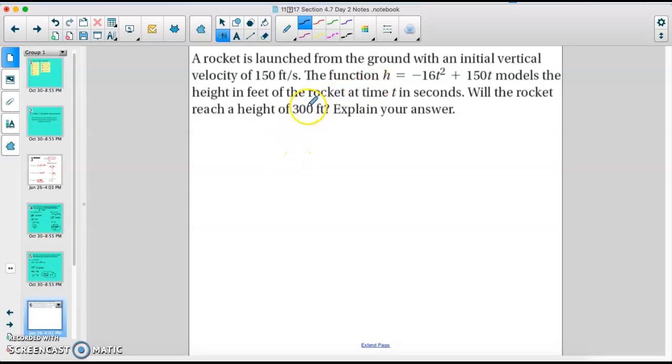We're going to use the discriminant first. So our height is 300 feet, right? And so we plug in 300 for our height, negative 16t squared plus 150t.